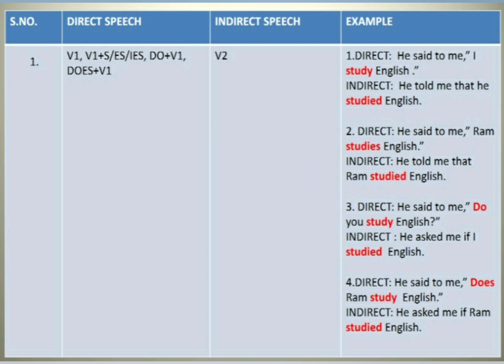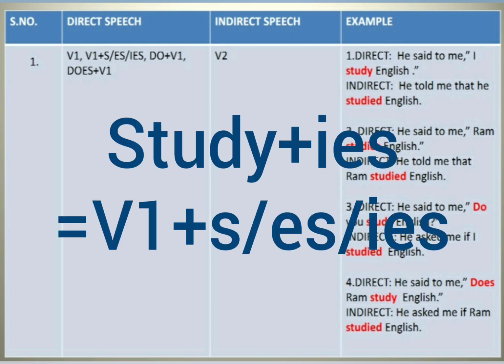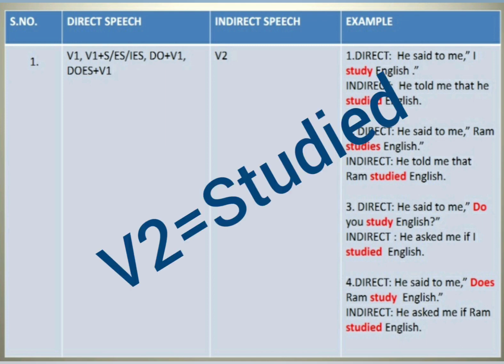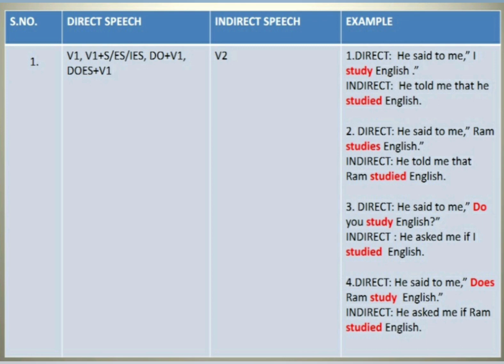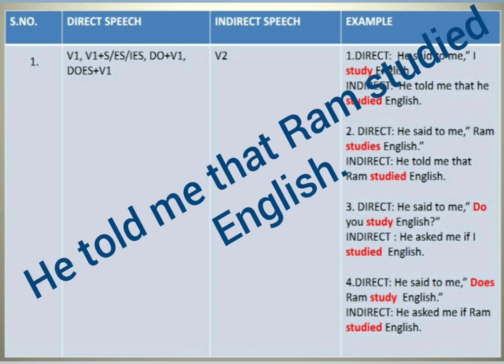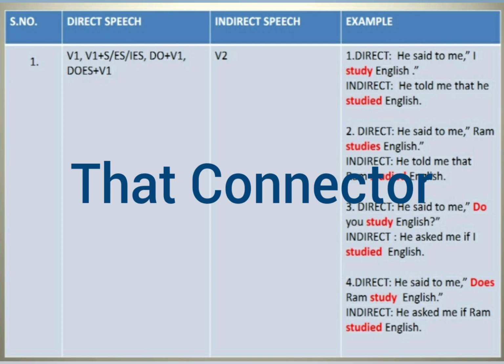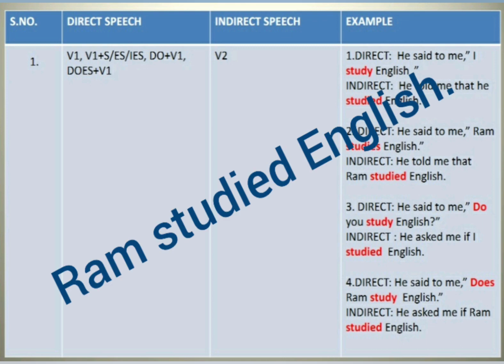Now see the second example. He said to me, Ram studies English. Here IES is added to study, which is the example of the verb's first form plus S or ES or IES. When we convert this verb into indirect speech, it becomes studied according to the rule. And so, what is the indirect speech? He told me that Ram studied English. Remember, we are always using that as a connector to connect reporting speech to reported speech.